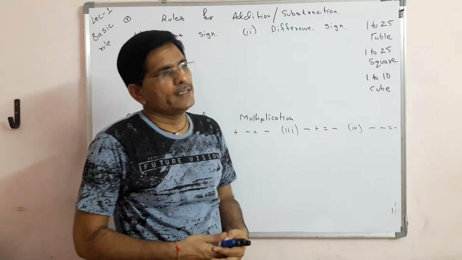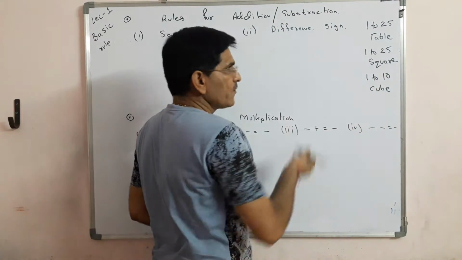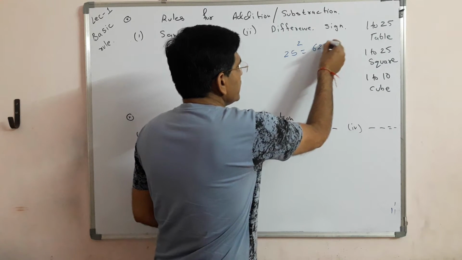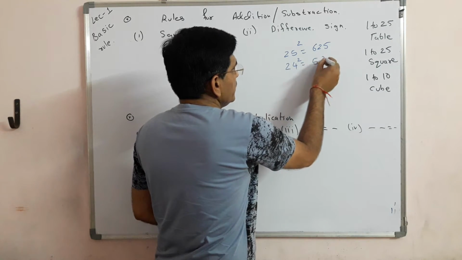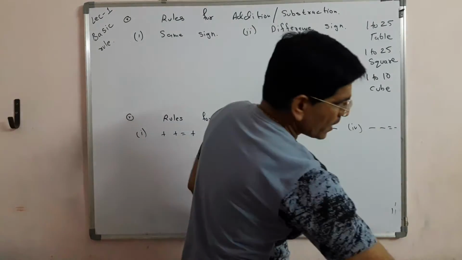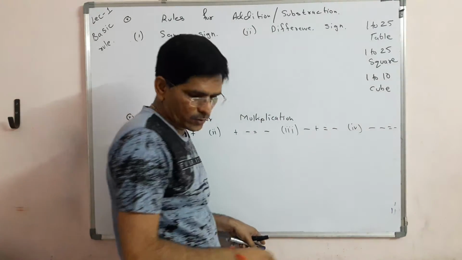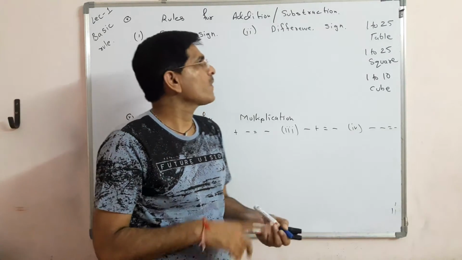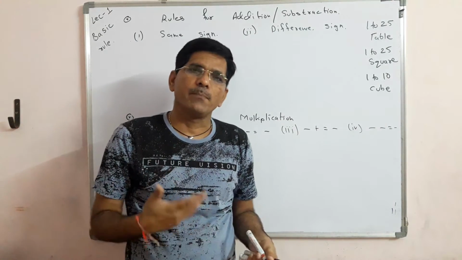How you have to write, that is important. Some examples: if you are writing 25 square, then you have to write 25 square is equal to 625. If you are writing 24 square, then you have to write 576. That way you have to write 1 to 25 squares and 1 to 10 cubes, daily 2 times. 1 to 25 table, 1 to 25 square and 1 to 10 cube, because it will improve your basic maths.